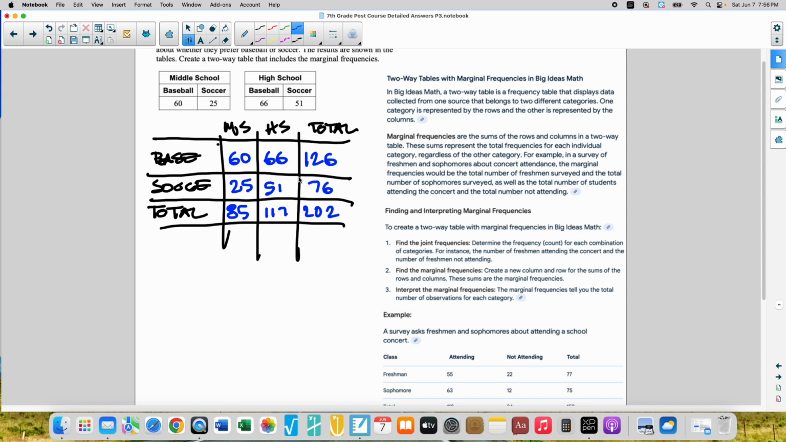Cool? Yeah, that's neat. So that's called a two-way table because we can read it two ways. And then the marginal frequencies are these. That's how frequent it happens.